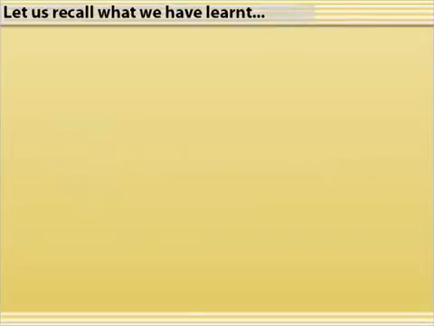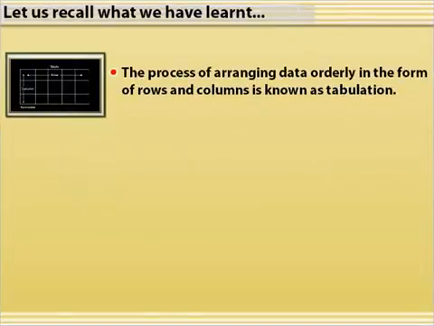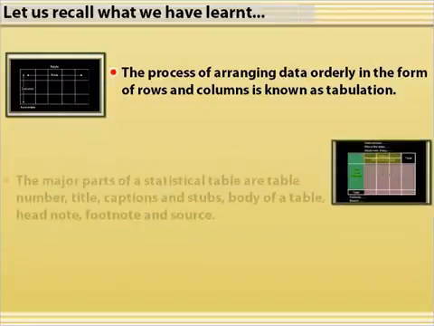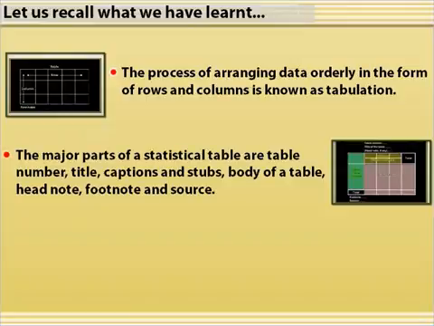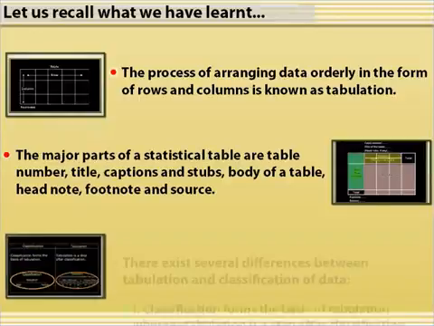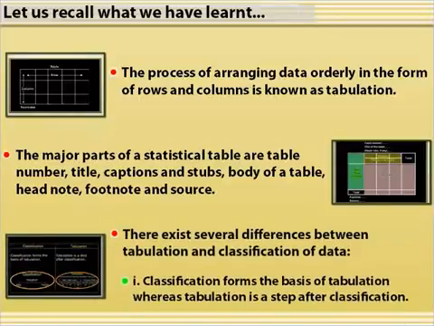Let us recall what we have learned. The process of arranging data orderly in the form of rows and columns is known as tabulation. The major parts of a statistical table are table number, title, captions and stubs, body of a table, head note, footnote and source. There exist several differences between tabulation and classification of data.